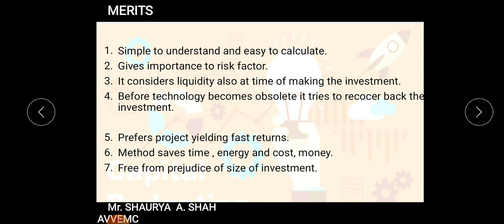So the longer the life of the project, the greater the chances of risk. So what does it do? It selects the projects with the shortest life period so that the risk factor is minimized.